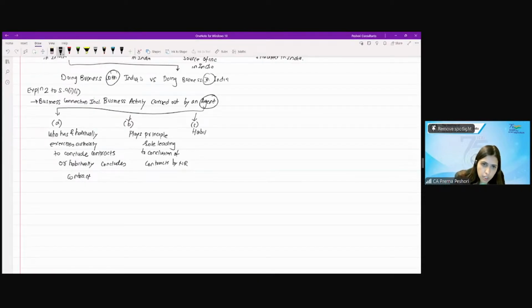So habitually maintains the stock of goods from which he regularly delivers.